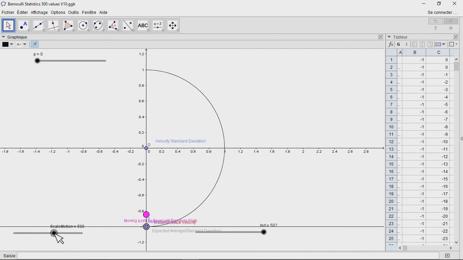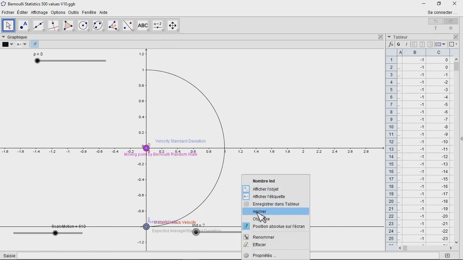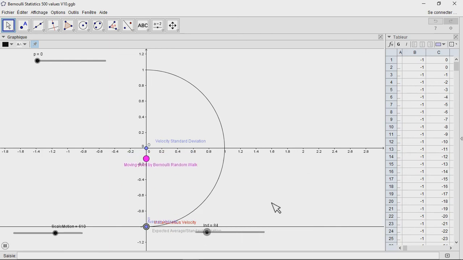P equals 0. The displacement is uniform and the standard deviation is 0. The scale for motion is set to 600.